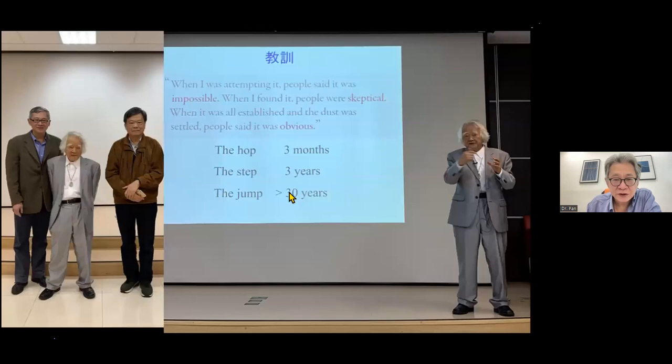And Professor Oka was my mentor in the Department of Chemistry at the University of Chicago. He always told us to just go ahead with what you think is right. In the beginning, people are going to think it's impossible. After you get some results, people will become skeptical. And once your results have gained popularity, people will say that it was obvious. And I think we are at the stage between the skeptical and the obvious.